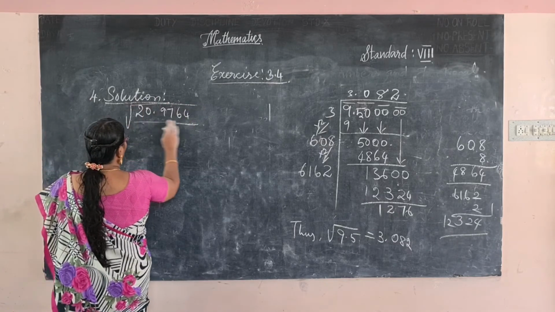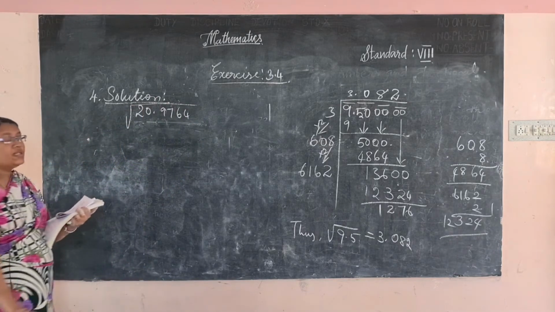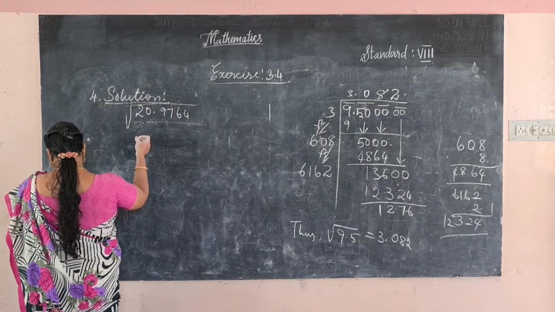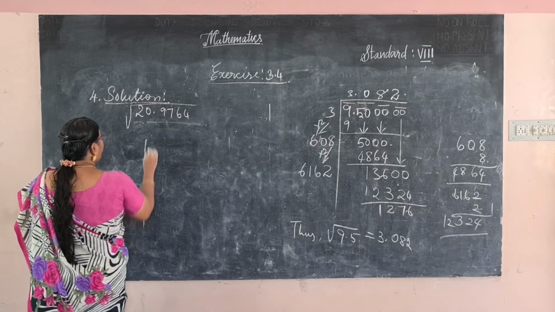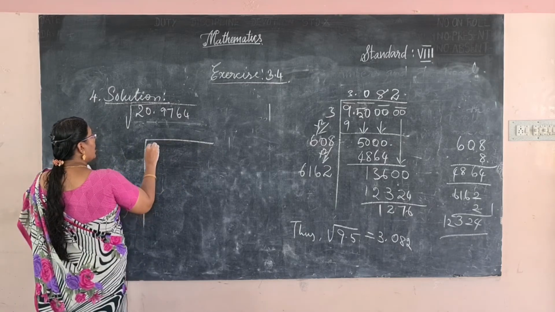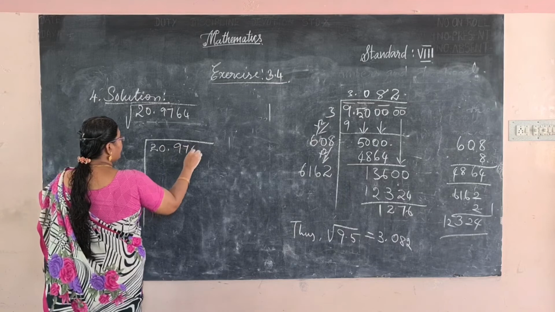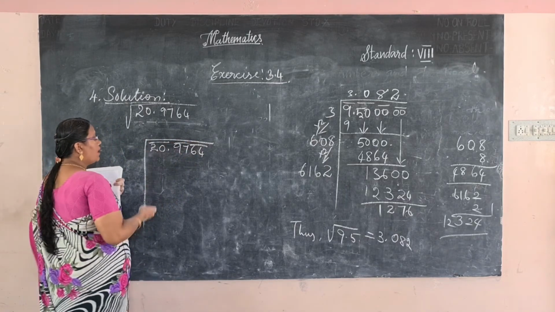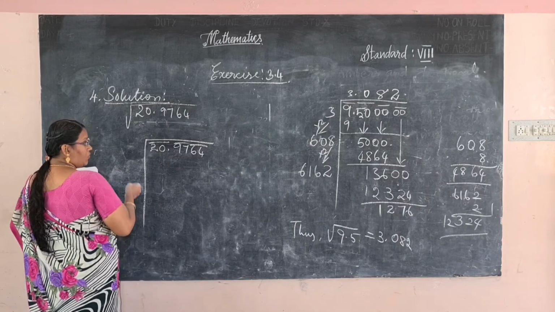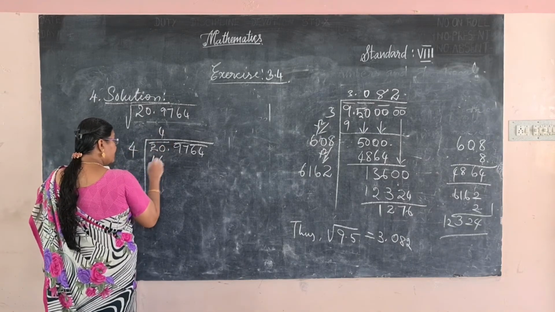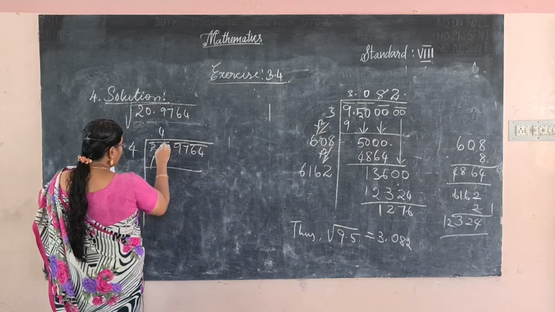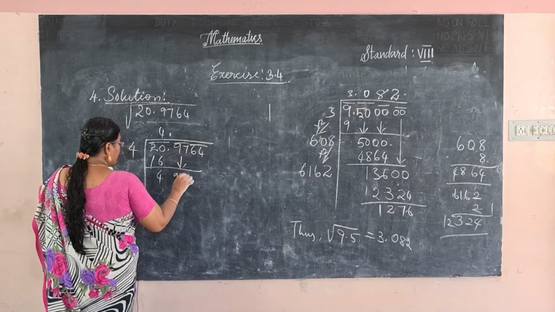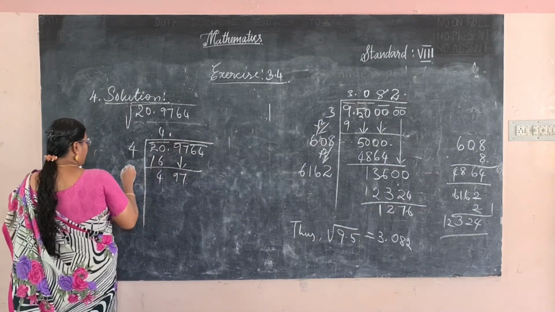Square root of 20.9764. Find the number. So how to find it? Using the long division method, the digits are divided in pairs. How many squares are possible? 4 squares, 4 squares is 16. 5 square is 25. So the remainder is 4. Bring down the next pair, 97. Put the decimal point in the quotient place.